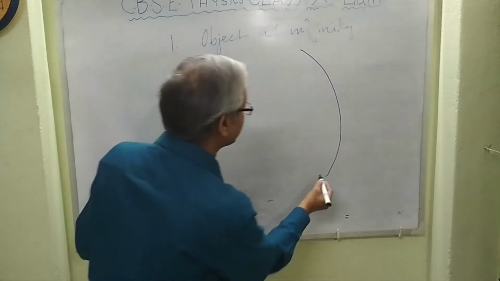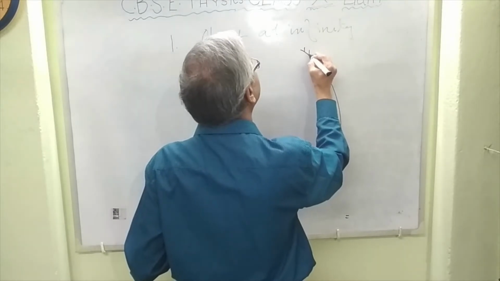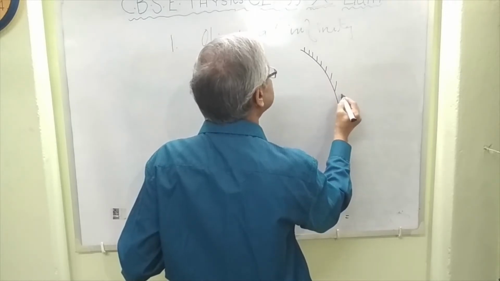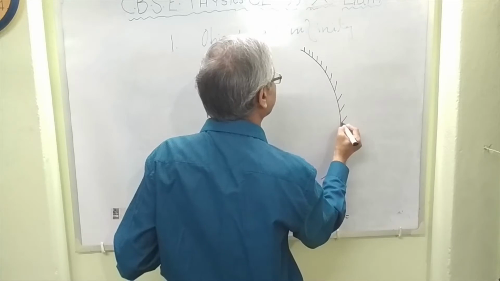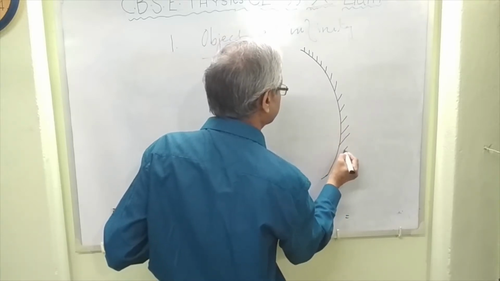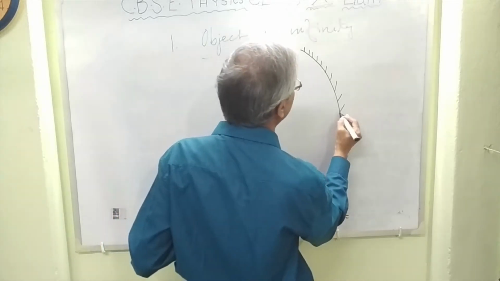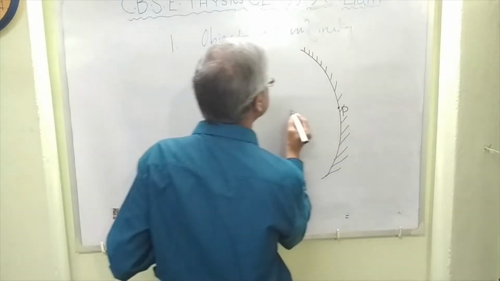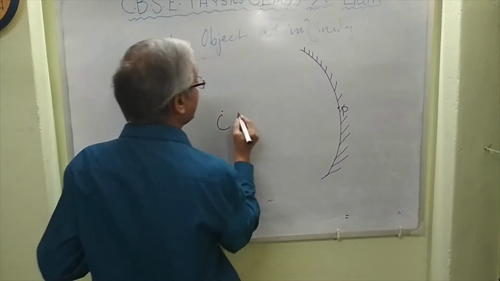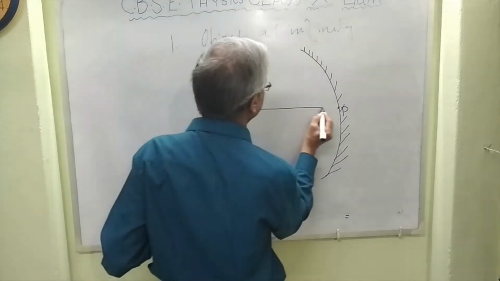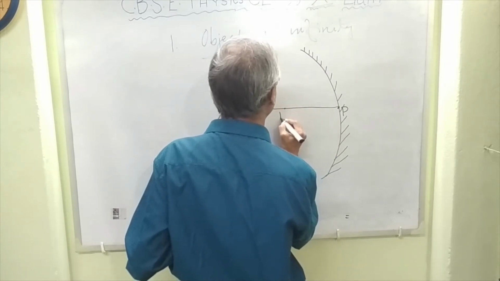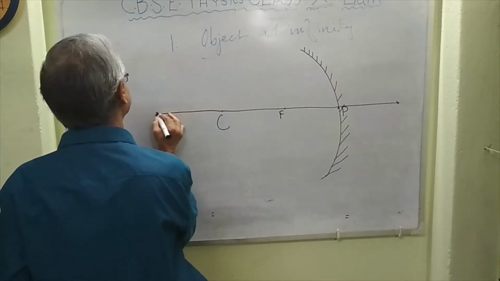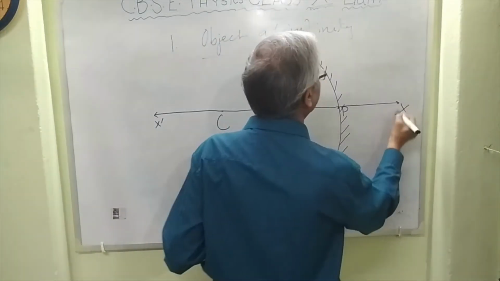This is a concave mirror. The bulging portion, that is the outside portion, is silvered, so that the inner portion, that is, the center of curvature side, will be the reflecting surface. This is the pole P. This is the center of curvature C, and we join CP. The midpoint is F, and extending on both sides gives us the principal axis, X prime and X.